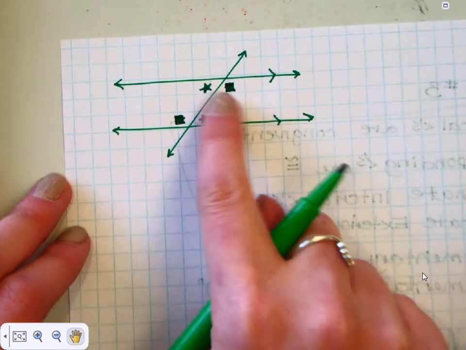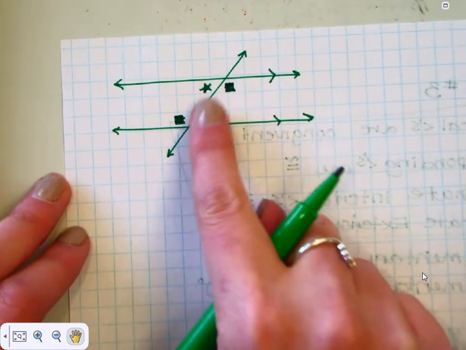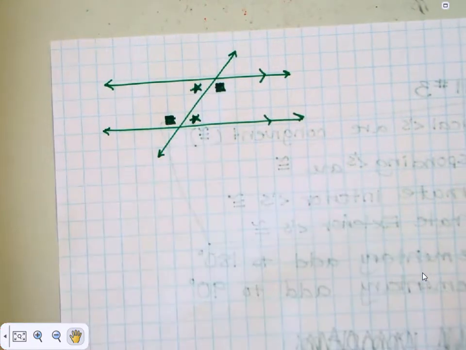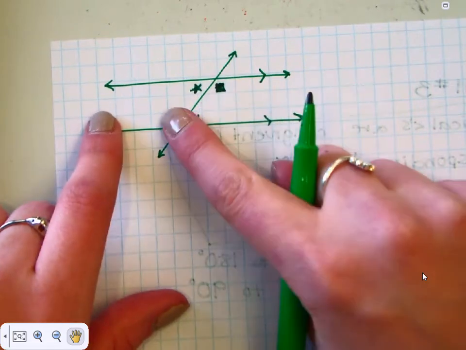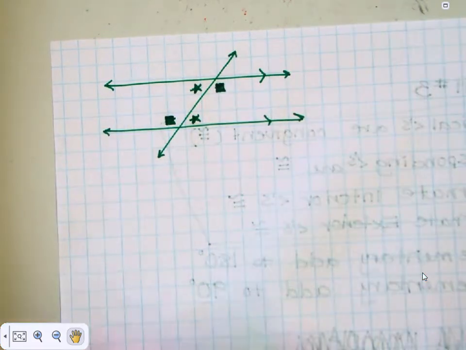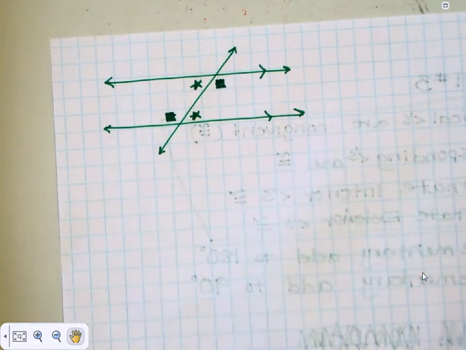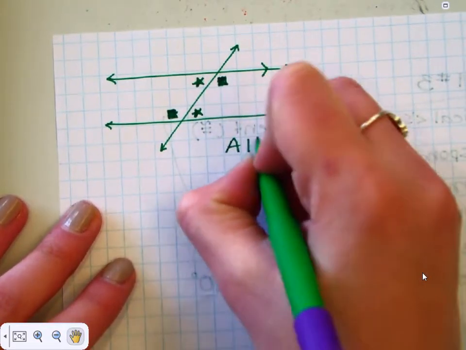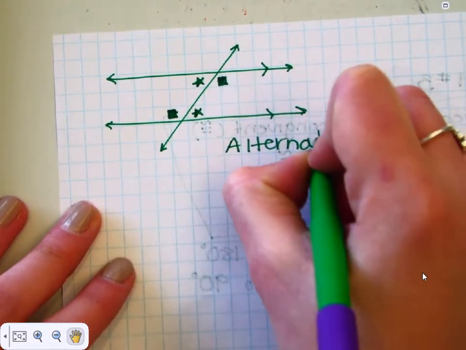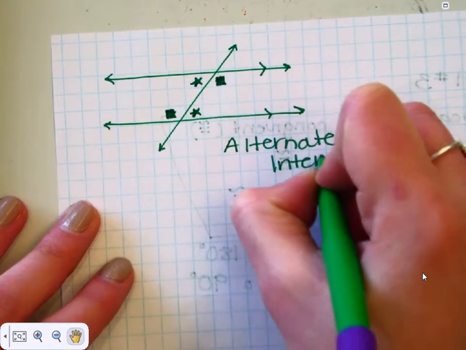They're not congruent to each other. The star and the square aren't congruent to each other, but the square and the square are congruent because those are alternate, they're opposite, inside the parallel lines. So those are the only two pairs of alternate interior angles in this picture.